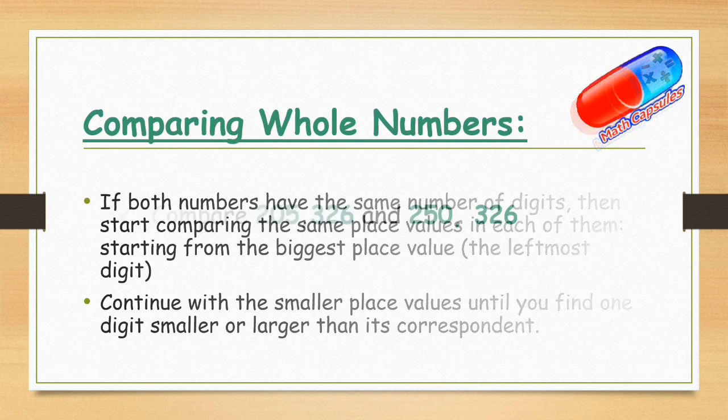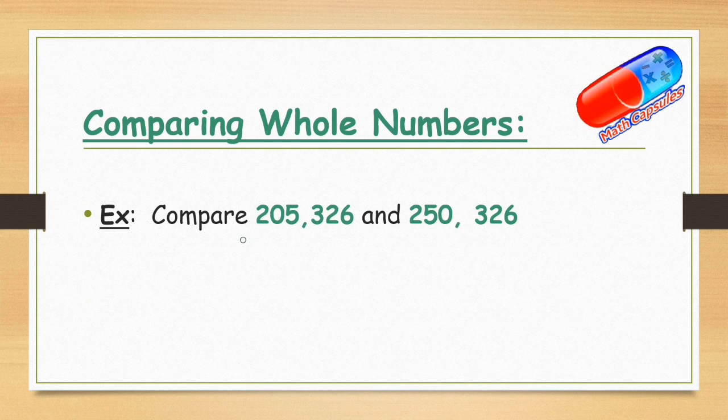Let's have a look at an example. Compare the number 205,326 and 250,326. Look at these two numbers. Both of them have 6 digits. Here are 6 and here are 6.